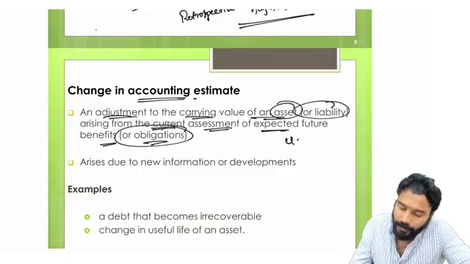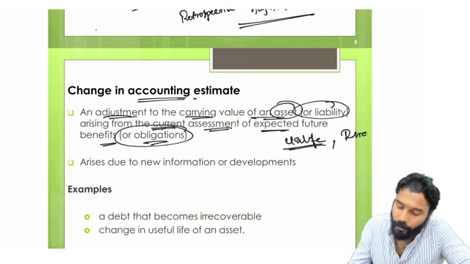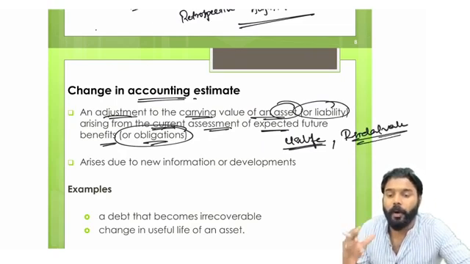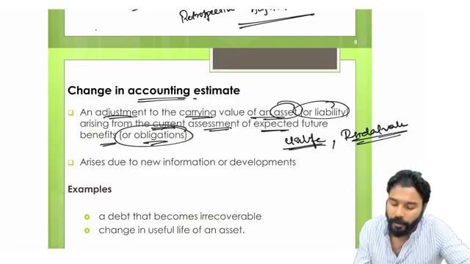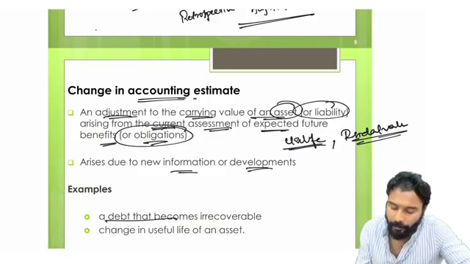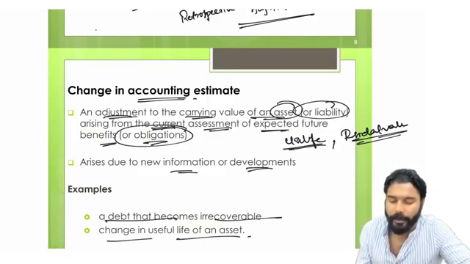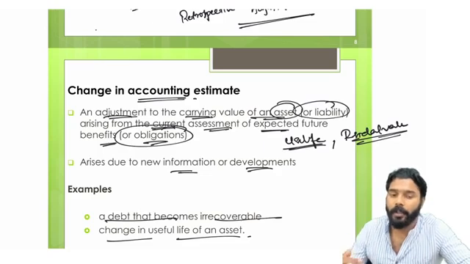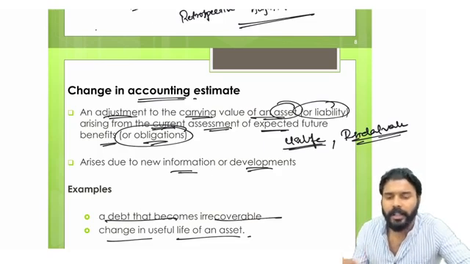Like what I've said, if there is a change in the useful life, or a change in the residual value, or a change in the value of a provision, these are all considered a change in accounting estimate. It arises due to new information or new development. For example, a debt that becomes irrecoverable or a change in the useful life of an asset are all considered accounting estimates. So these are our estimates.